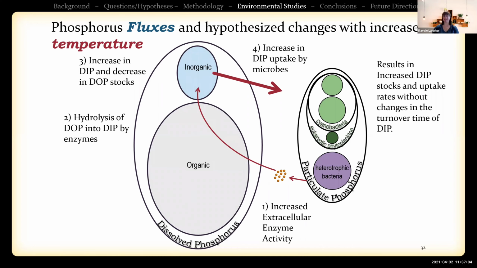And so that would result in an increase in the DIP stocks, an increase in the uptake without changing the turnover time of DIP. And that's exactly what we saw with our data. So what this is saying is that being able to measure both the stocks and the rates is really highlighting all the dynamics that are going on. And again, this is our hypothesis of what was actually happening. We still need to finalize.